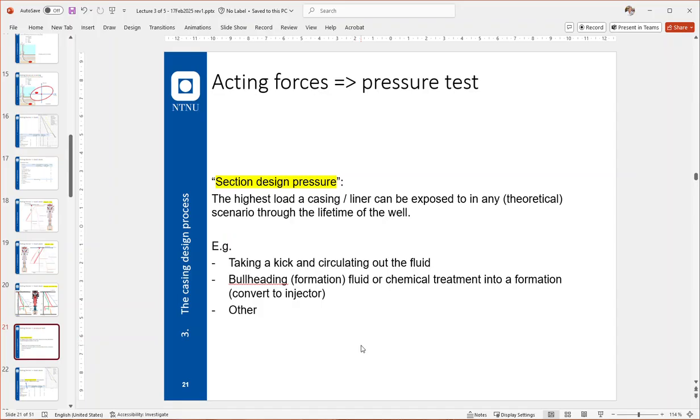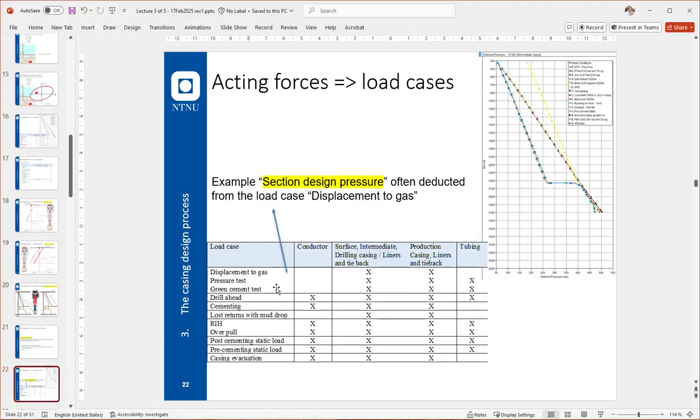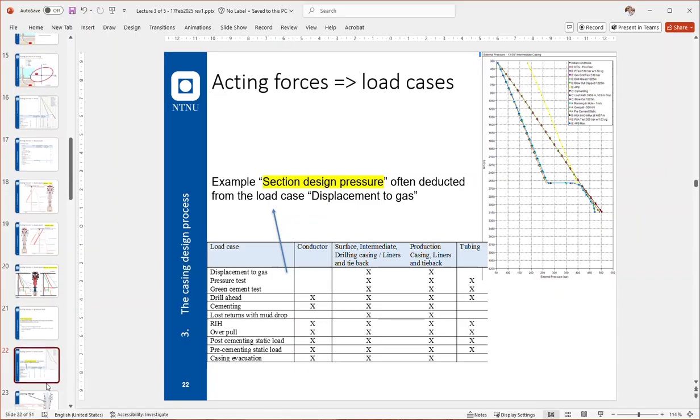So we take care of, in the section design pressure, the certification of the pipe. Some examples here of where we can find the highest loads. And in most cases, except production casing, this would be the displacement to gas.